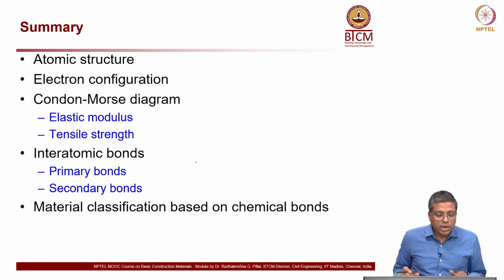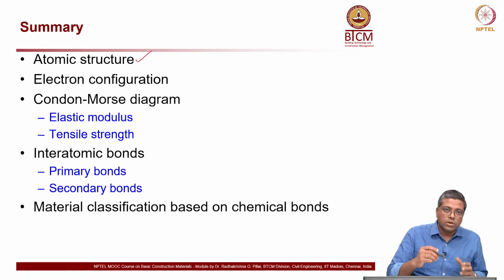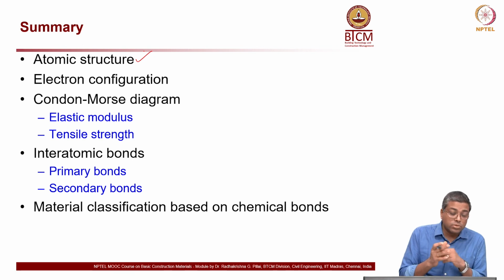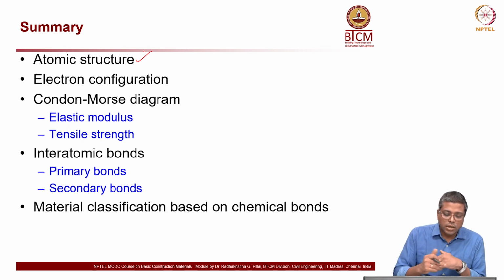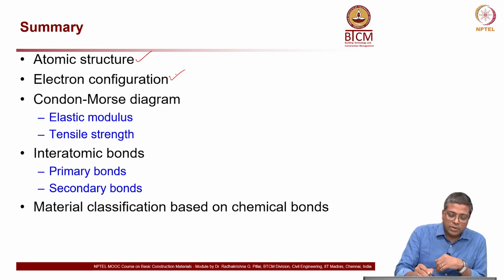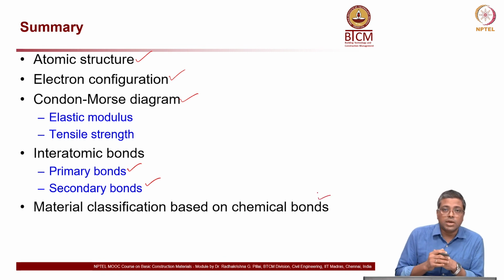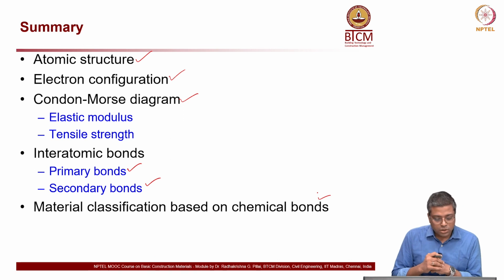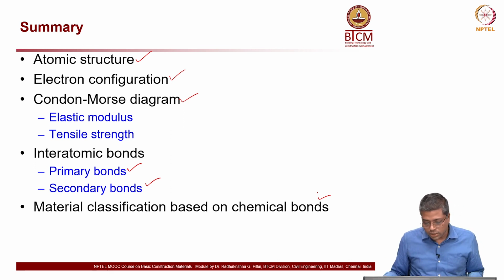I think for today we are going to close. To summarize, we looked at atomic structure and electron configuration. It is very important to recap some of that knowledge which you already have. Then we looked at the Condon-Morse diagram and how it can be used to relate to mechanical behavior like elastic modulus or tensile strength. Different types of bonds were also discussed, along with material classification based on chemical bonds, which we will talk about in more detail in the coming lectures.